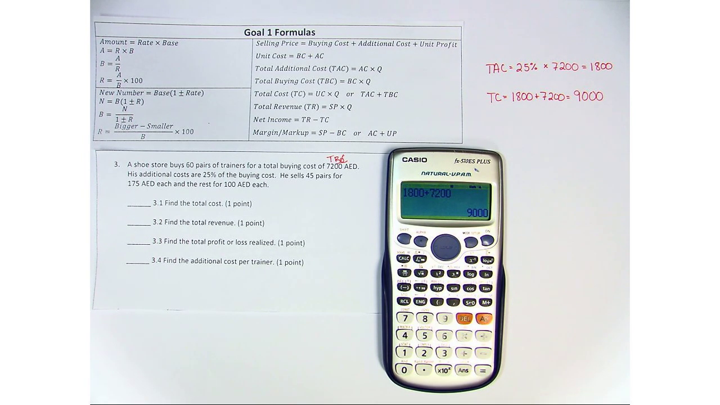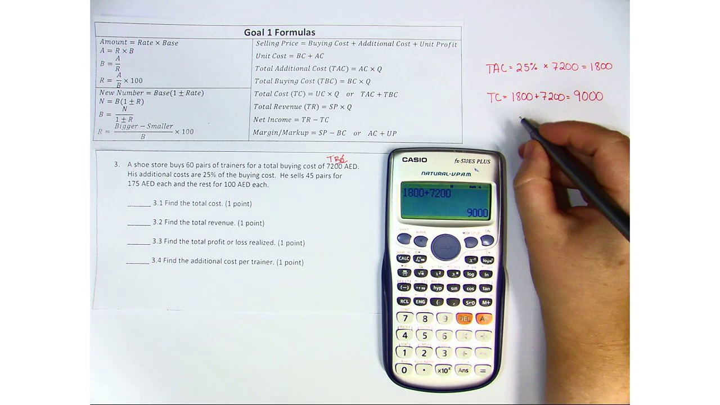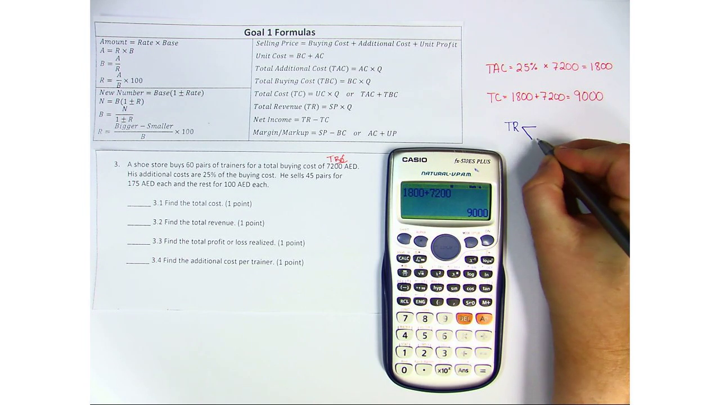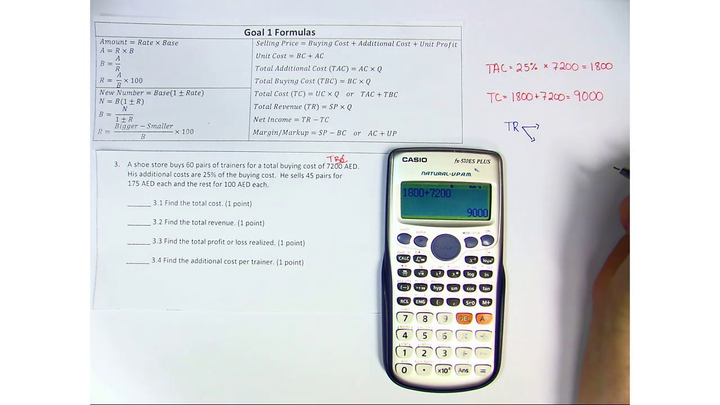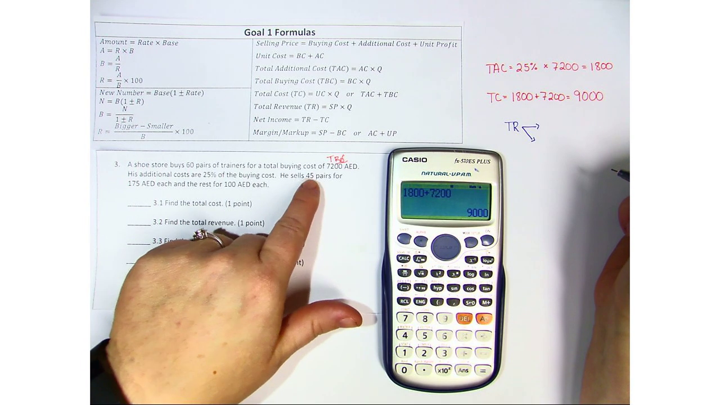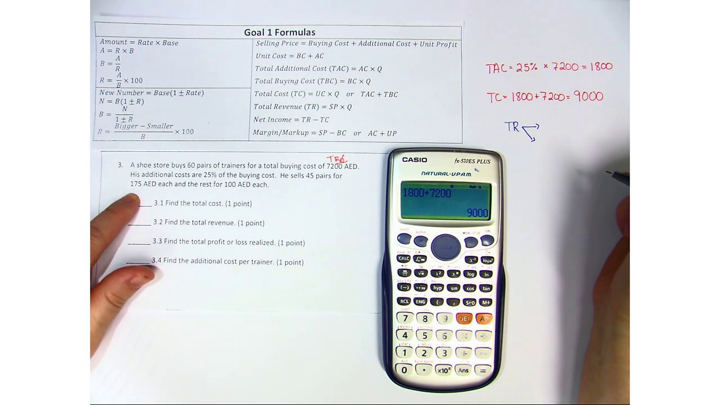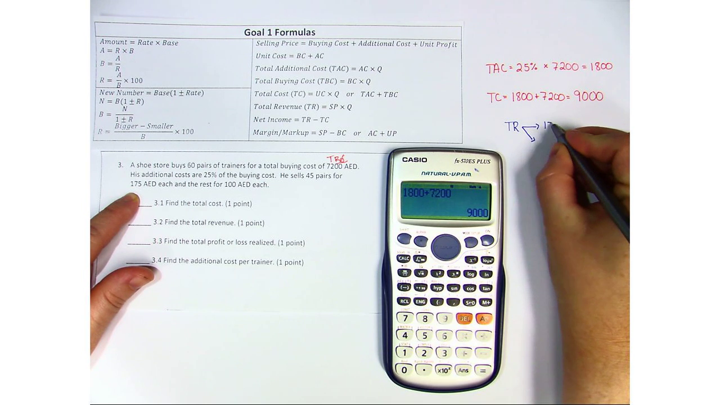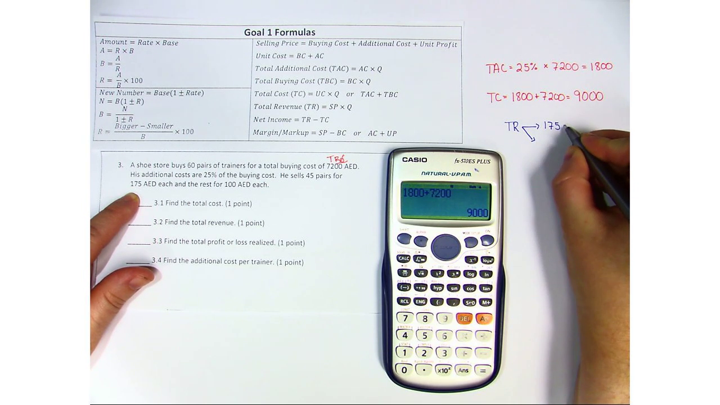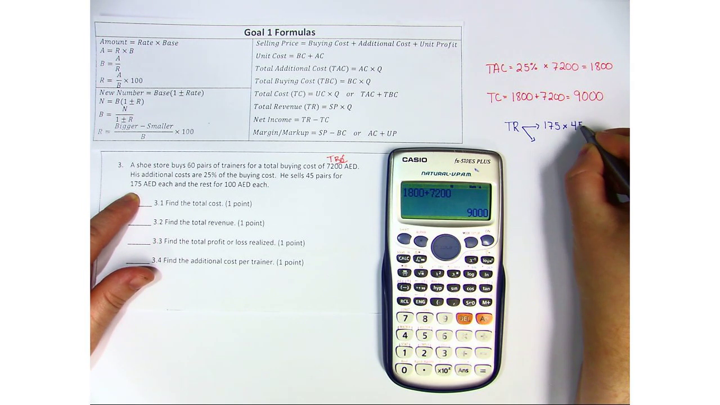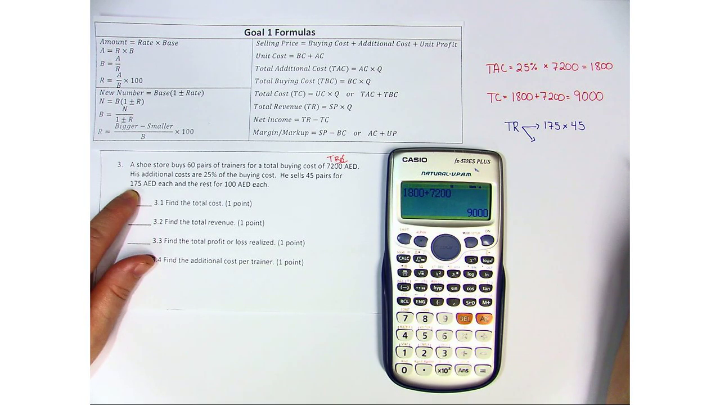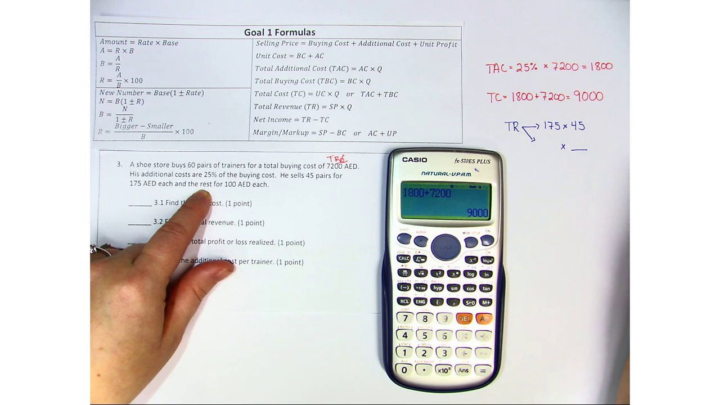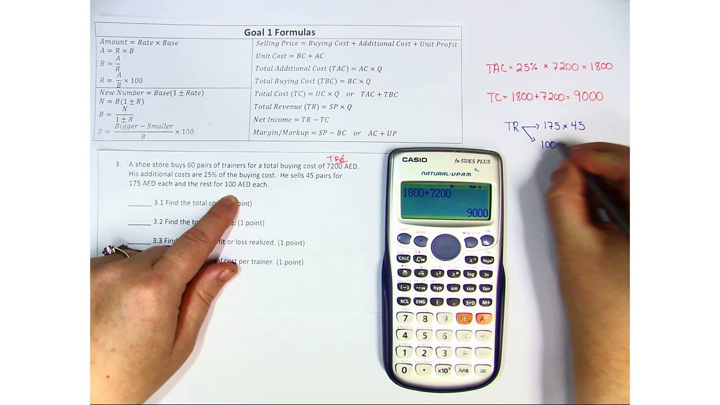Okay, the next thing was find the total revenue. And this one's a little bit trickier because the total revenue was broken into two different parts. The first part says he sells 45 pairs for 175 each. So the selling price is 175. And the quantity that he sold at that price was 45 pairs. And then they say the rest, so we don't quite yet know how much the rest is, for 100.